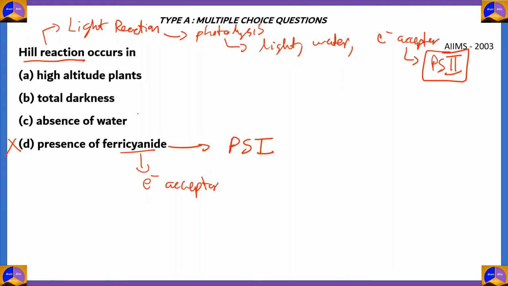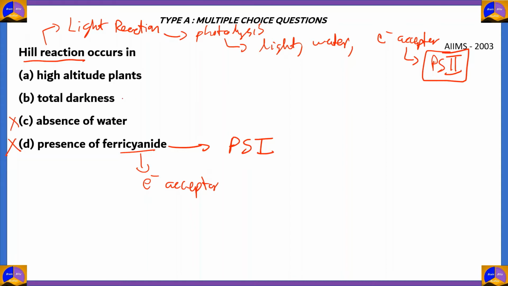Option C, absence of water. It means that there is no water. So without water, there is no photolysis. Without photolysis, there is no replenishment of electrons. There is no release of oxygen. There is no light reaction. So option C is incorrect.